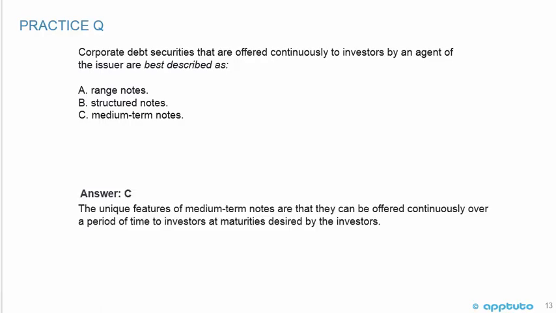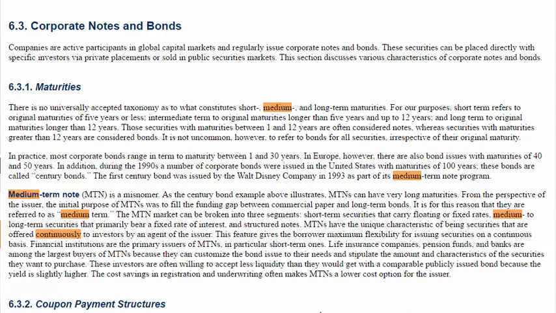The unique features of medium-term notes are that they can be offered continuously over a period of time to investors at maturities desired by the investors. Okay, I want to again just go into the text to show you that we just did a quick practice question on corporate notes and bonds, and there was a question there about medium-term notes being offered continuously, and that was a little bit buried in the text, okay?